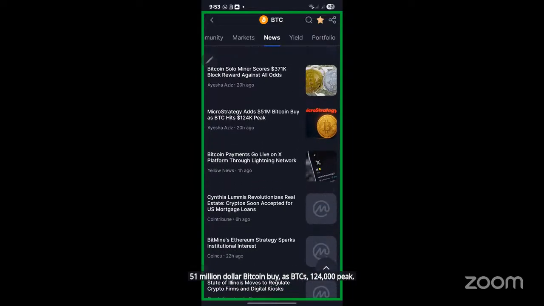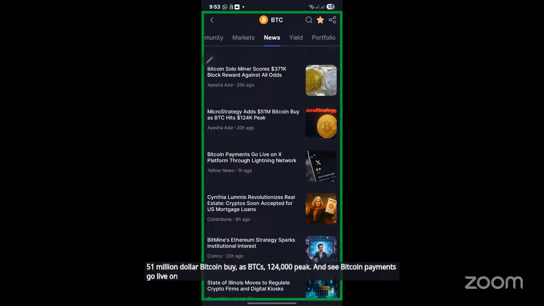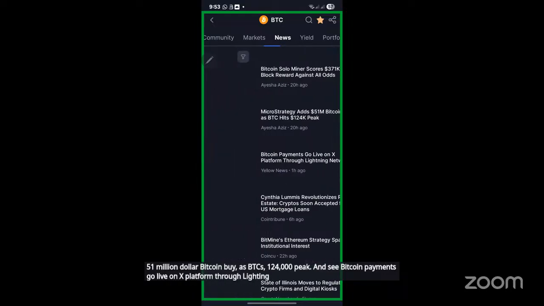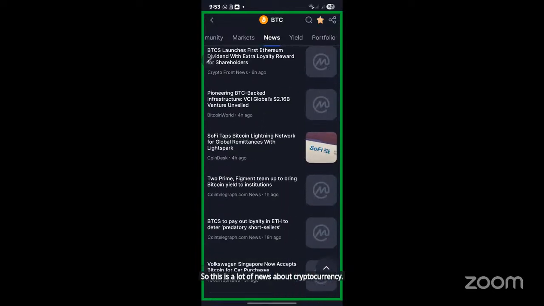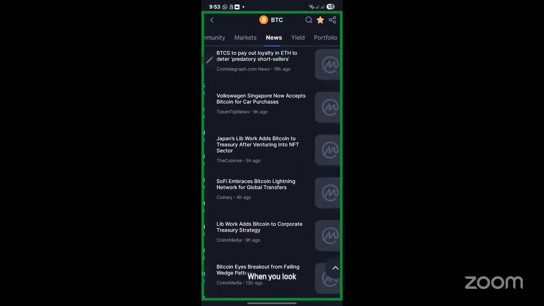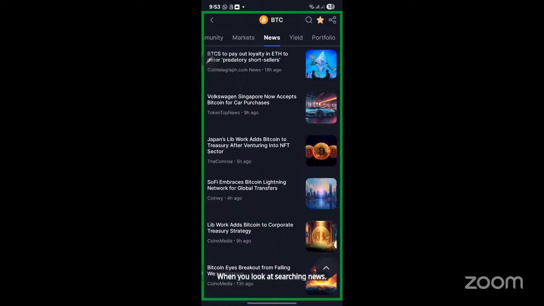You can see Bitcoin payments go live on X platform through Lightning Network. You understand? So this is a lot of news about cryptocurrency, especially BTC. When you look at such news, it always impacts the market. If the news is positive, we expect the market to be positive also. If the news is negative, we expect the market to be negative. So it's upon you to come and read about all this.